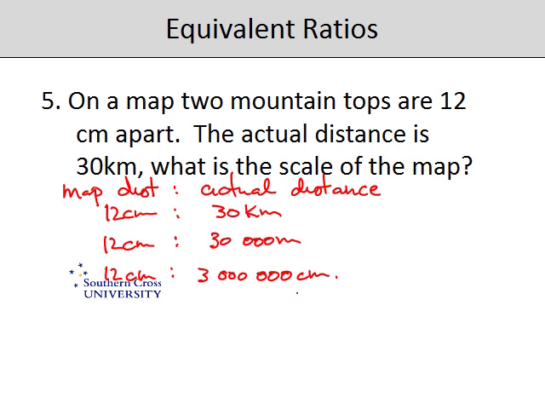And just looking closely at this, we can say that 12 will go into both of those. I'll just check that. Grab a calculator. 3 million divided by 12. So if we divide both sides by 12, we don't need the centimetres anymore because the units are the same. This becomes 1 to 250,000. So the scale of this map is 1 to 250,000.